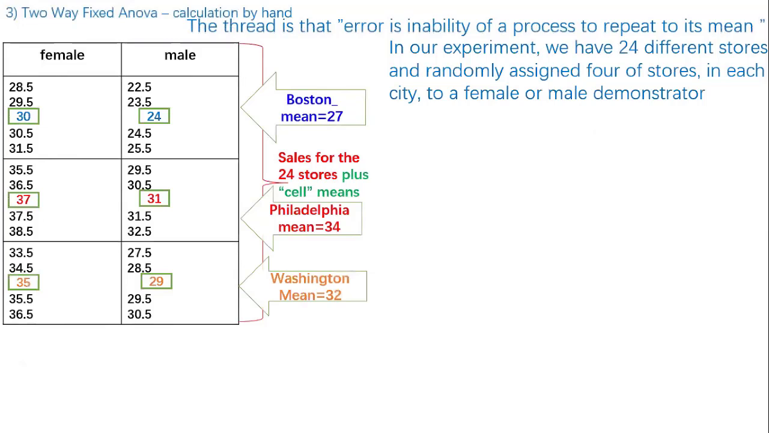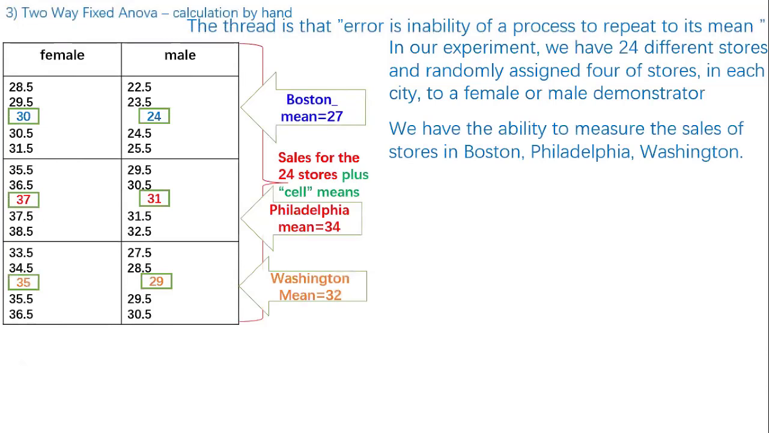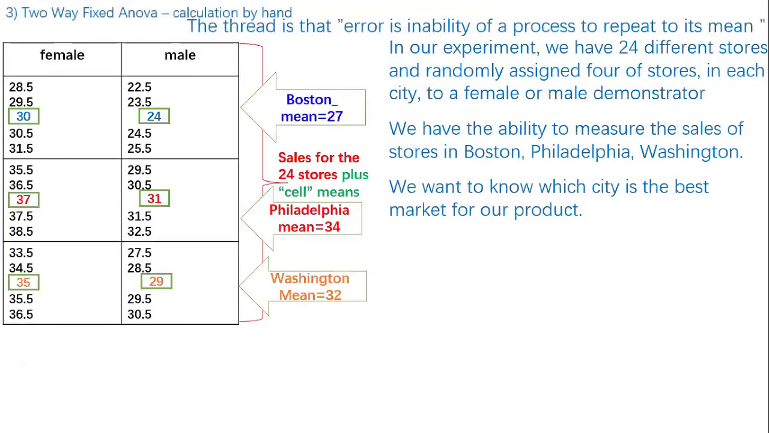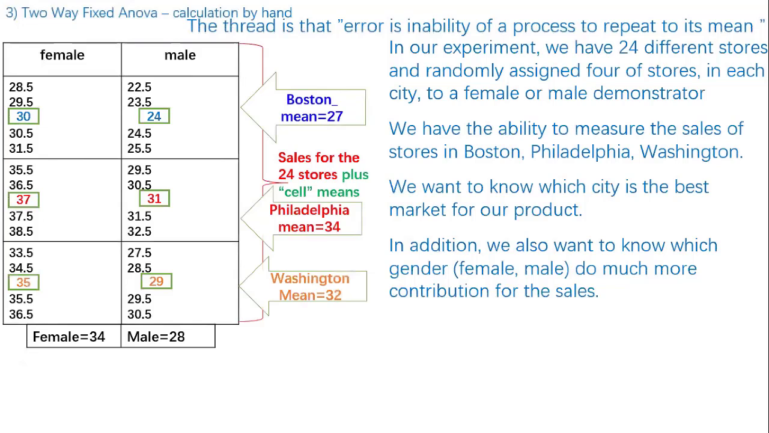In our experiment, we have 24 different stores and randomly assign 4 stores in each city to a female or male demonstrator. We have the ability to measure the sales of stores in Boston, Philadelphia, and Washington. We want to know which city is the best market for our product. In addition, we also want to know which gender, female or male, contributes more to the sales. We can see at the bottom, the female is 34 and the male is 28.